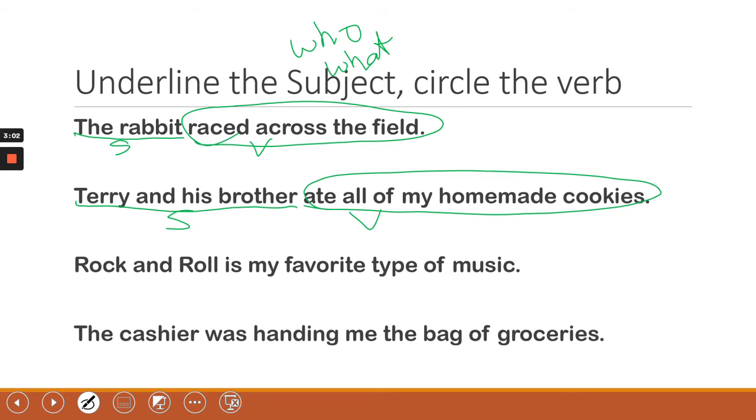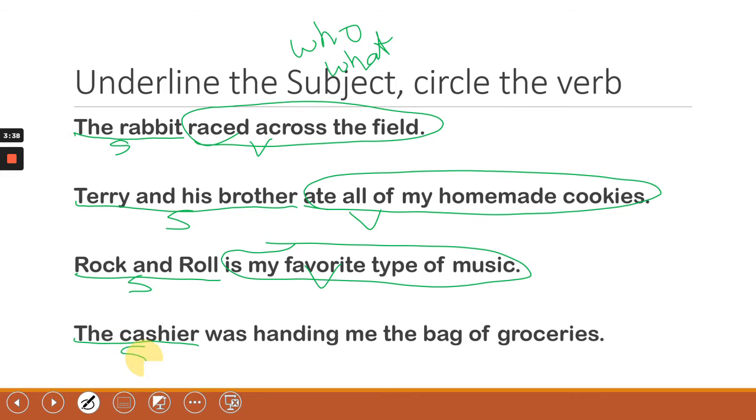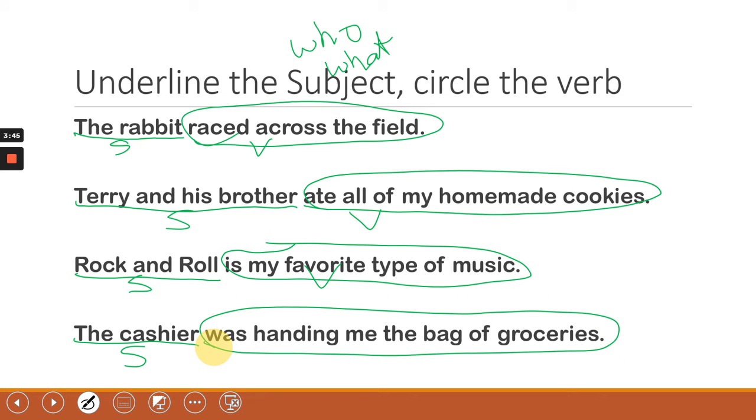All right, let's keep going. Rock and roll is my favorite type of music. There's no who in this sentence. I better look for a what. Rock and roll is my favorite type of music. Oh, this sentence is about rock and roll. That's the subject. And what is rock and roll doing? Rock and roll is. It is my favorite type of music. Or at least whoever wrote this sentence. There's the verb part of this sentence. All right, let's keep going. The cashier was handing me the bag of groceries. Oh, the cashier is the one doing the things in the sentence. And what did the cashier do? The cashier was handing me the bag of groceries. All right, that is the verb part of my sentence.